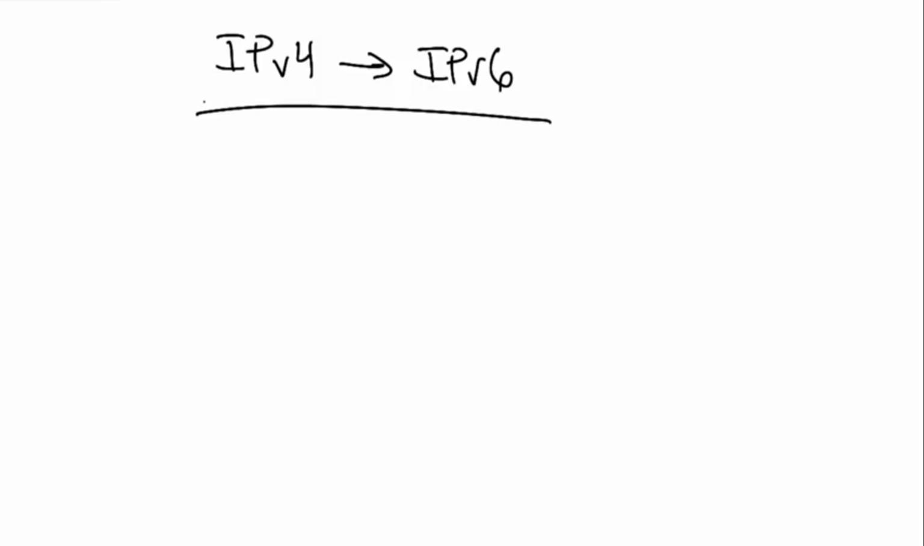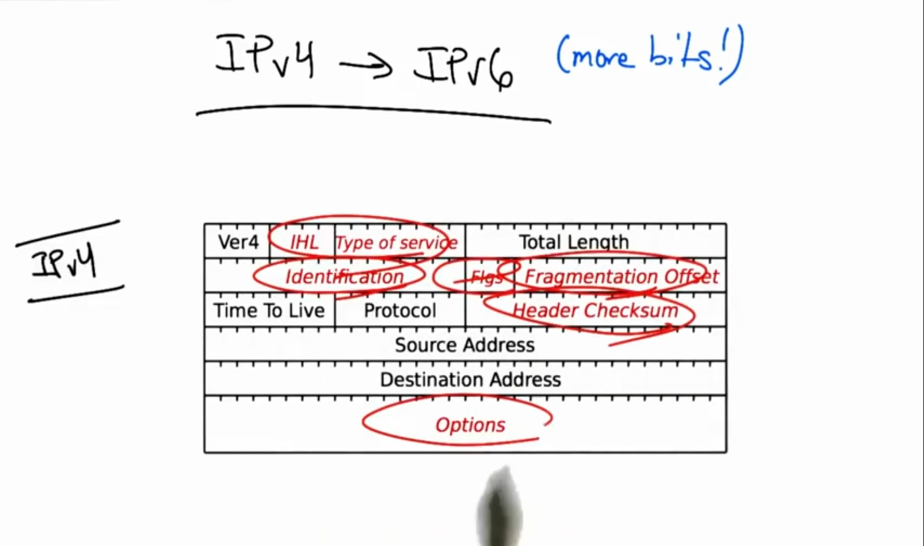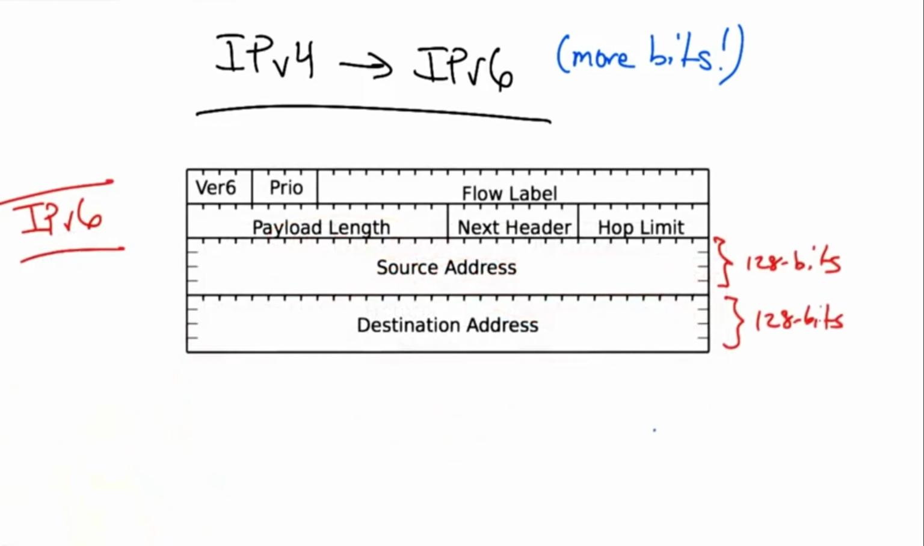Another possible solution to the IP address space exhaustion problem is to simply add more bits. This is the gist of the contribution of the IPv6 protocol. Here's a picture of the IPv4 protocol header, and all of the fields shown in red have basically been removed in IPv6, resulting in both a much simpler header and addresses that are much larger. By contrast, here is the IPv6 header. The IPv6 header provides 128 bits for both the source and destination IP addresses.